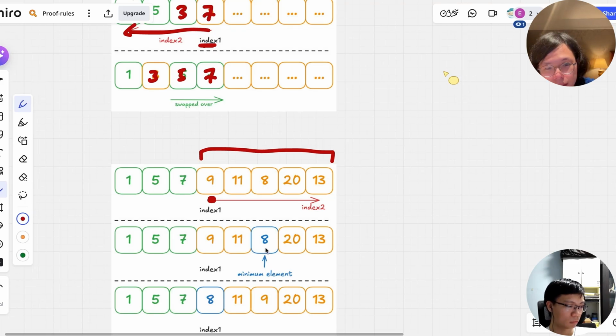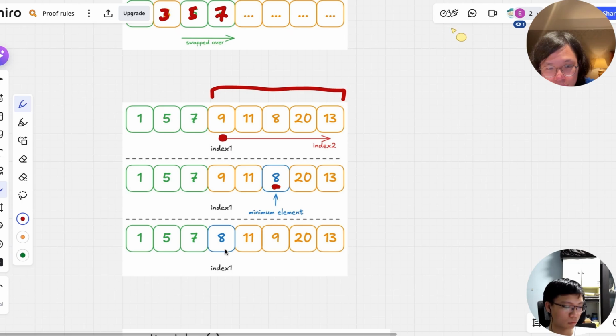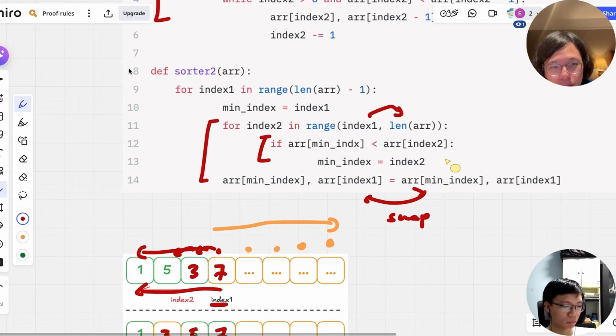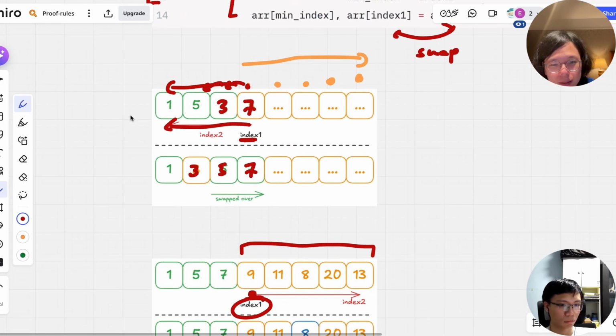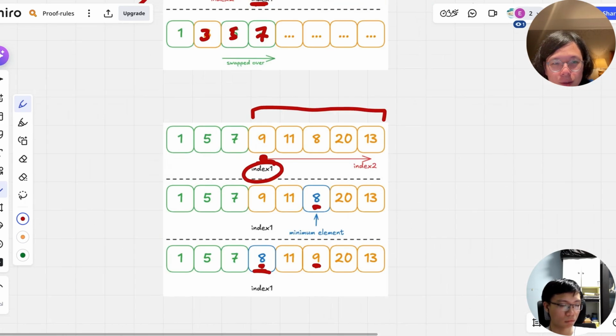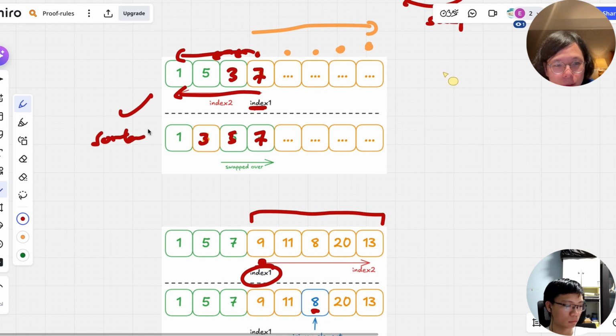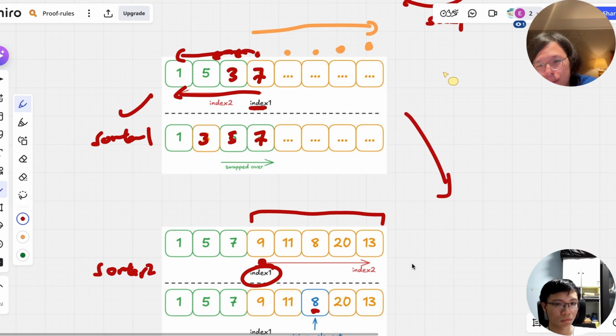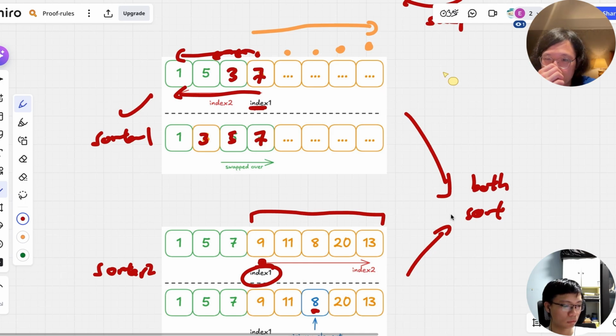Once you find the minimum, let's say it's this one, then what you're going to do is perform a swap. So 8 and 9 will swap. 9 will sit here and 8 will sit here. And you will put the smallest element in this position. Then you rinse and repeat for all possible values of index. Okay, so this code also actually does sorting. You can imagine how the way that we've iterated on this program, I call it sorter one, is different from the way that we've iterated in sorter two. But at the end of the day, both of these programs sort the array. They're both sorting functions.